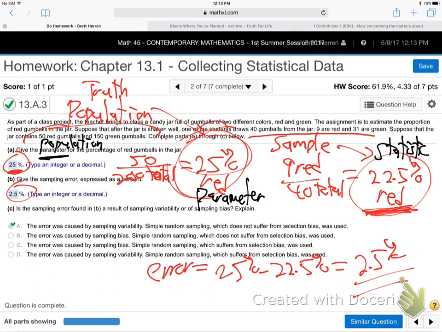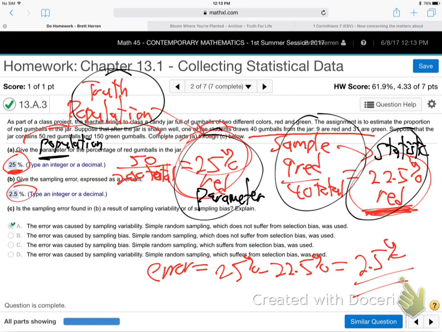Does that make sense? Why? Because this parameter comes from the whole population, the whole thing, right? Whereas this statistic comes from the sample. It's just a guess. A statistic is a guess as to the real parameter, right? Okay, that's how we know.